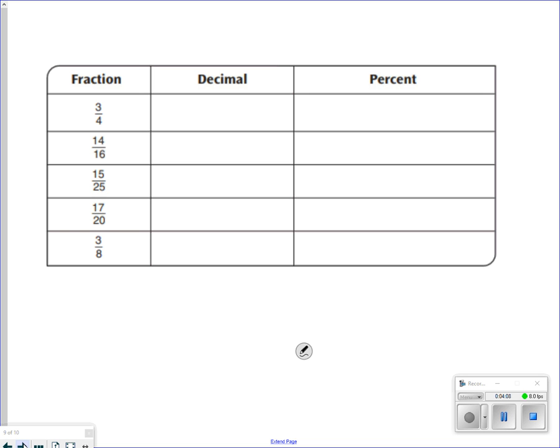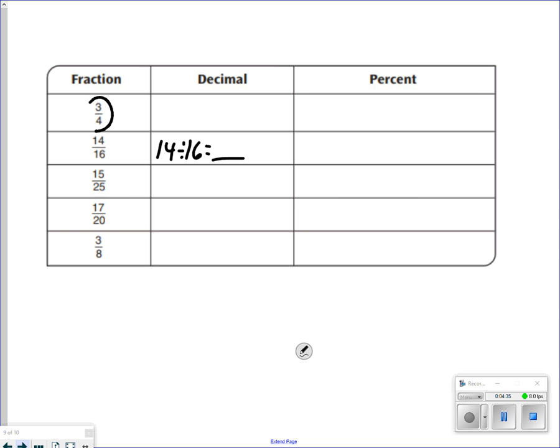I'm going to have to change all these fractions into decimals. I'm going to skip 14/16 just because I want to show you this method before using a calculator. To put this one on a calculator, you would do 14 divided by 16, and that would give you your decimal. I don't have a calculator in front of me right now, so I'm not going to show you that.